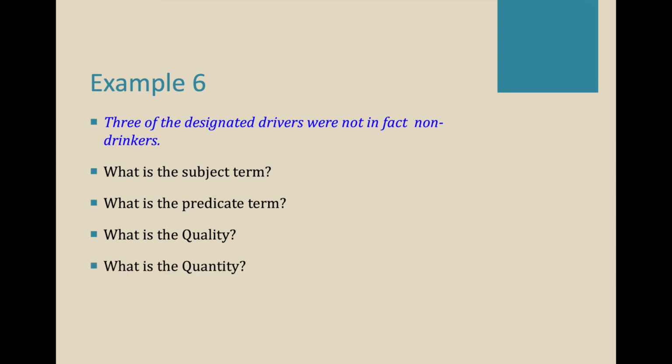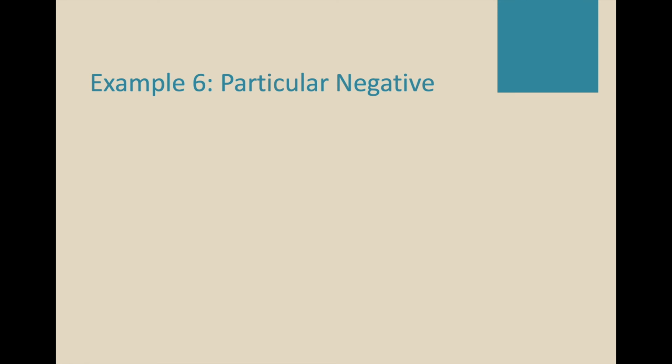So the subject term is designated drivers. The predicate term is non-drinkers. The quality of the statement, in this case, we see were not, and that tells us it's a negative statement, right? So it denies a class inclusion. And what is the quantity? 3 of implies that there is more than 3, okay? So it's some, so it would be a particular negative. And the particular negative would be represented in standard logical form as some designated drivers are not non-drinkers.